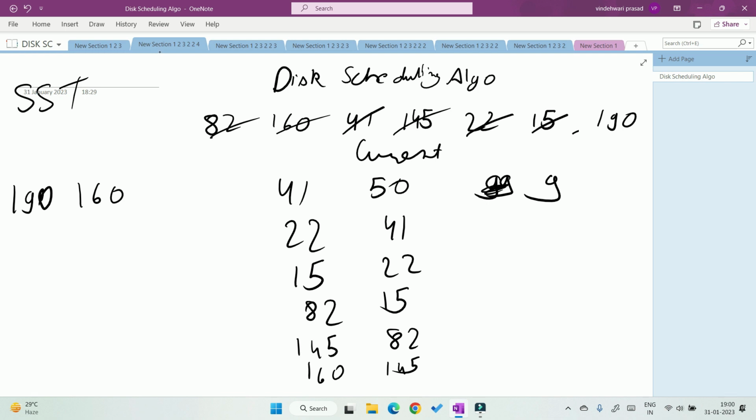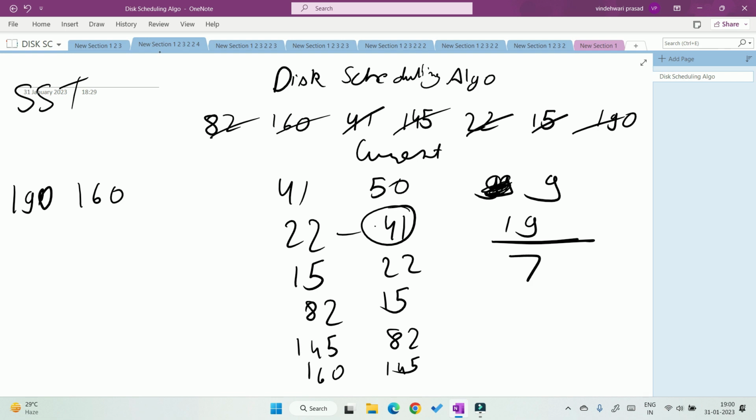Just subtract each one. Remember, the movement is always positive. So 22 minus 41 is 19. Do not subtract this way. You have current position at 41, so you have to move backward, but the track movement is 19. From 22 it moved to 15 is 7. From 15 it moved to 82.